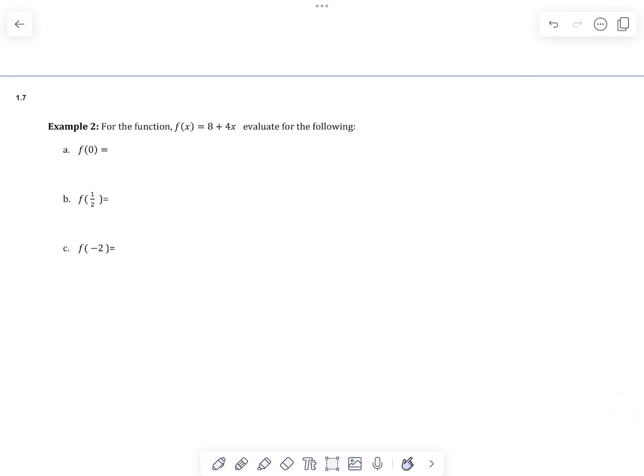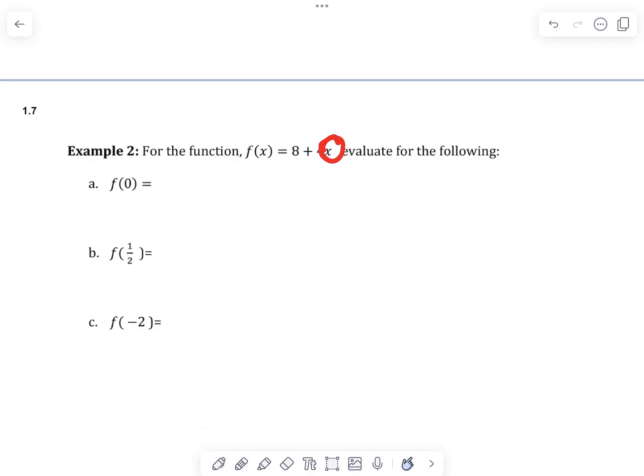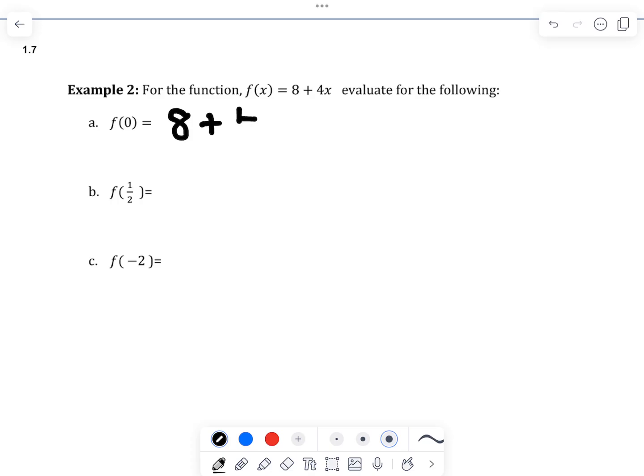Example 2, for the function, we want to evaluate it for 3 different inputs. So f of x equals 8 plus 4x. You input right in for this x, right in here. So we're going to input 0 into the function and then simplify using our orders of operation. So 8 plus 4, and I'll replace that x with 0 because this is our input. And then we simplify. 8 plus 0 equals 8.